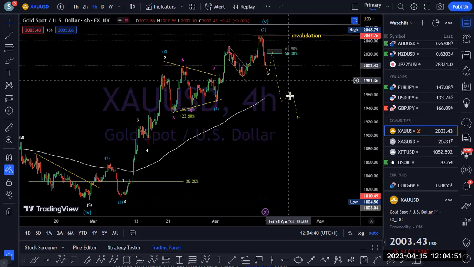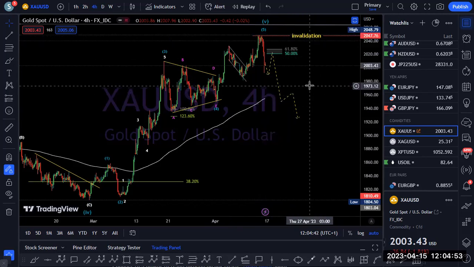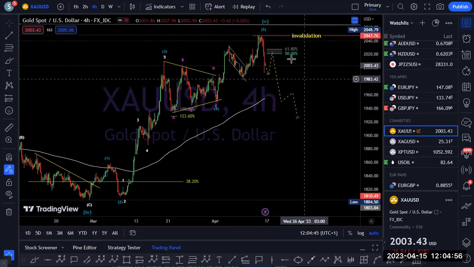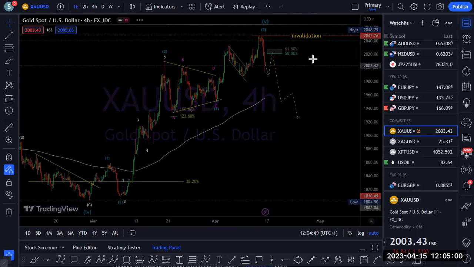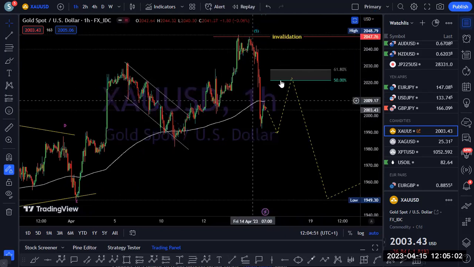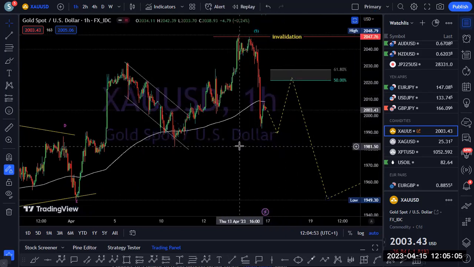Maybe it will correct and begin to go up again. Either minor correction or deeper correction. The point is that it's time to sell gold. It's time to sell gold. That's the message I'm giving you.